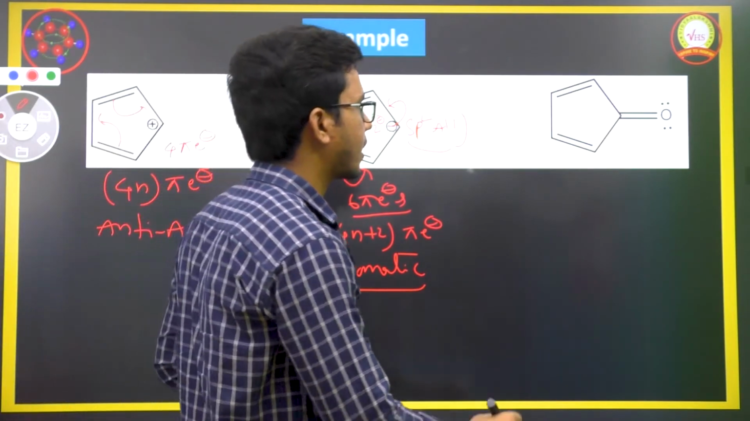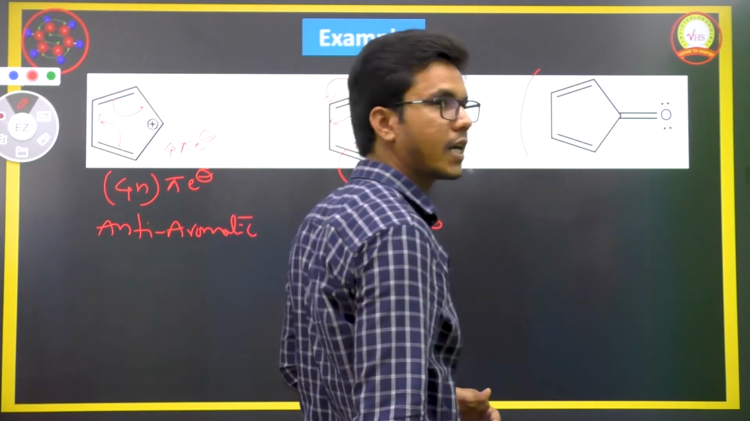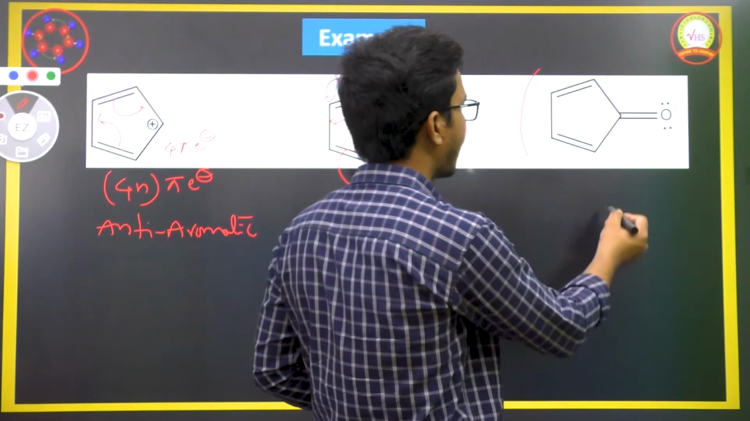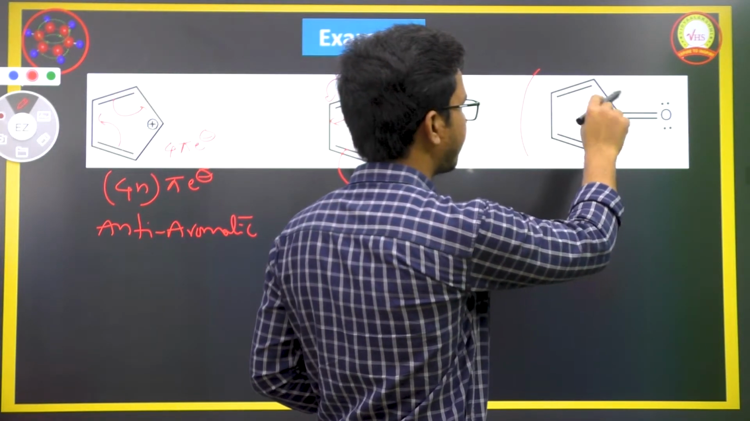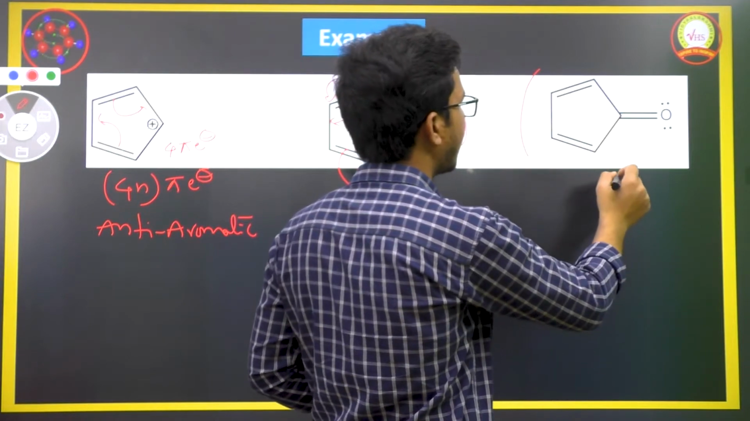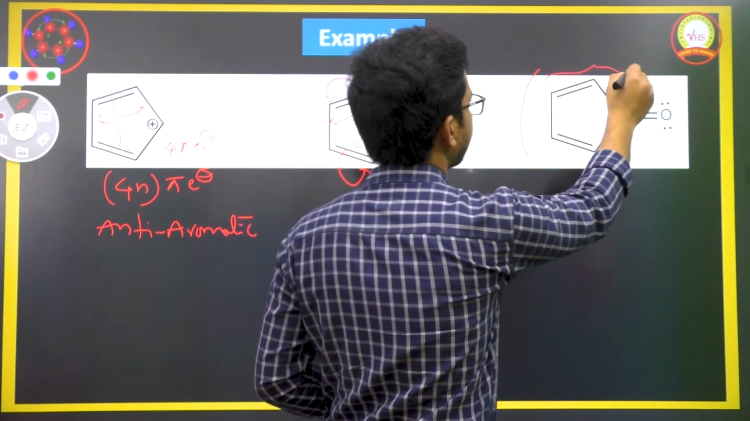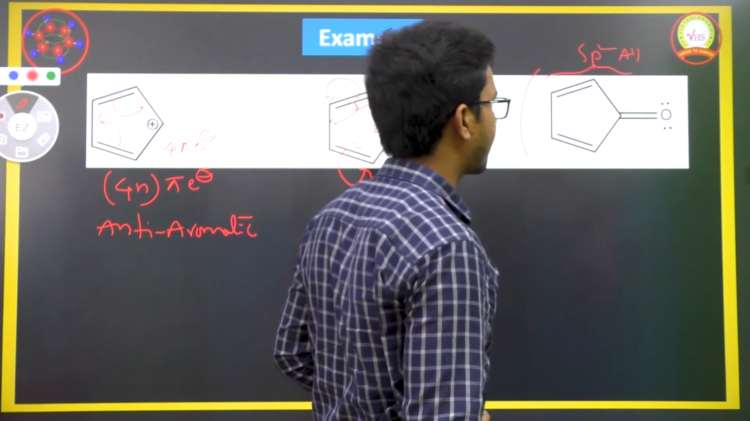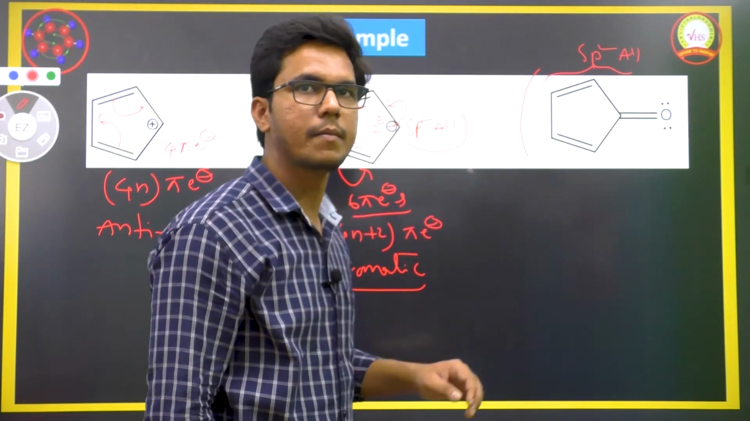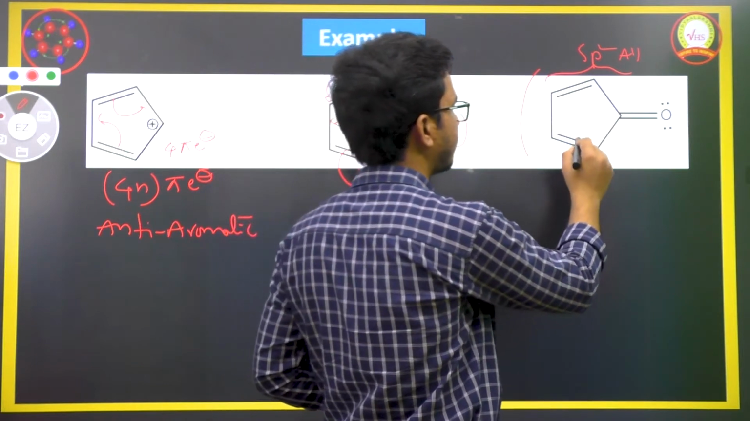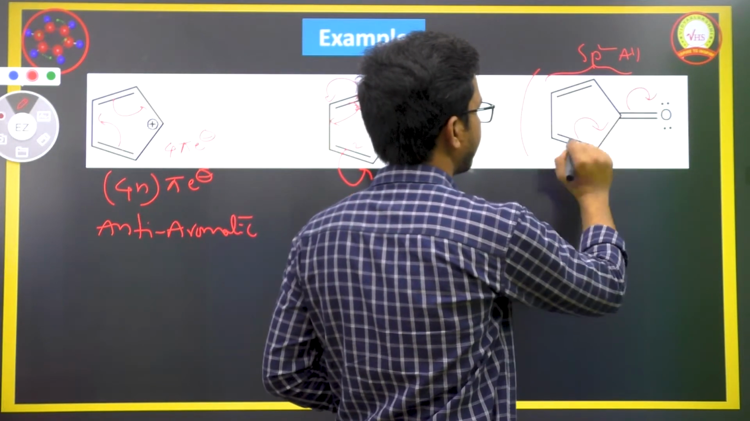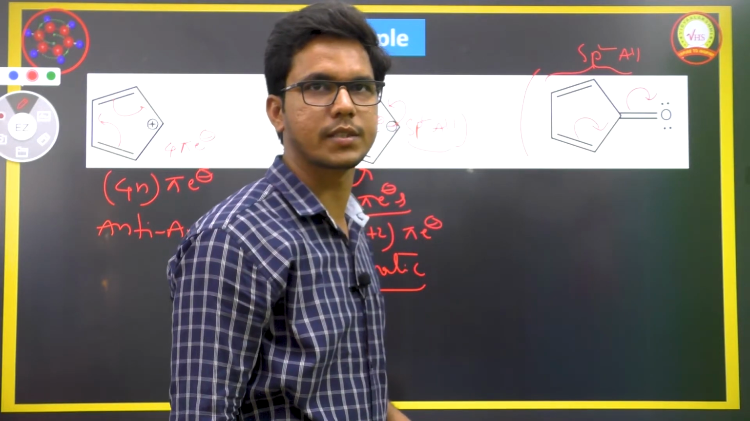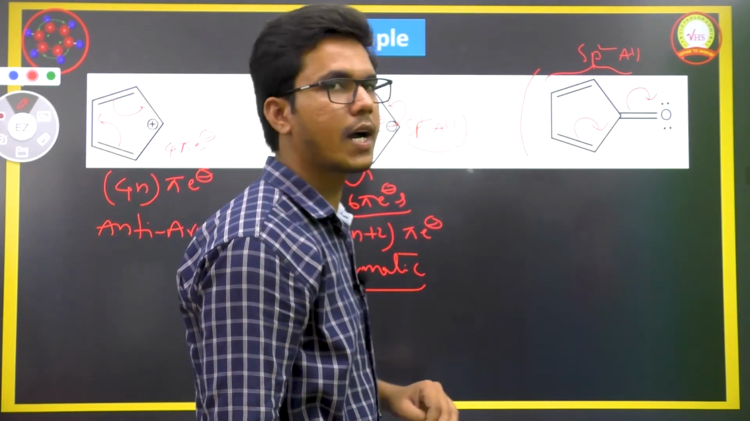Now let us say this particular compound. Is it aromatic, anti-aromatic, or non-aromatic? Here all the carbons have at least one pi bond, which means all are sp2 hybridized. It is cyclic, planar, and complete pi delocalization takes place. All the pi bonds are in conjugation, so it is satisfying all the rules.